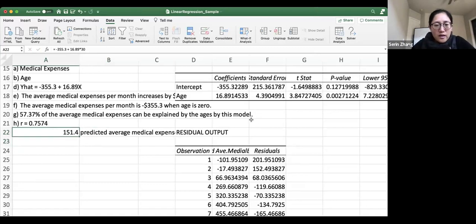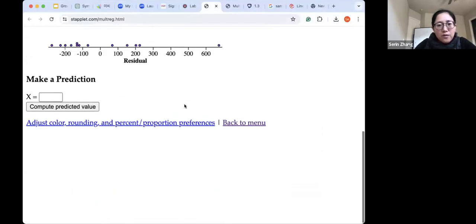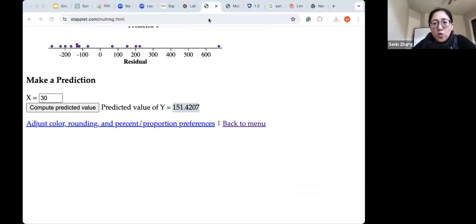So that's the answer, and you can check your predicted value using this app. Let me share this. When you scroll down at the bottom, there's a make a prediction section. If you put just the X value, 30, the computed predicted value is 151.42. So yeah, we have 151.4. That's the same value.